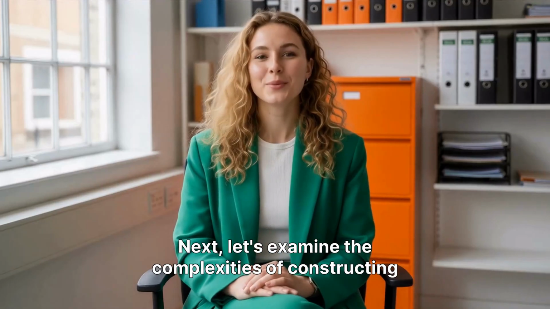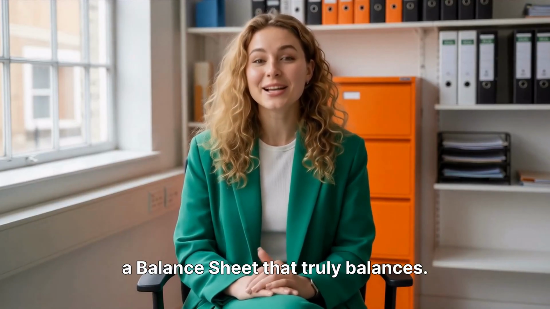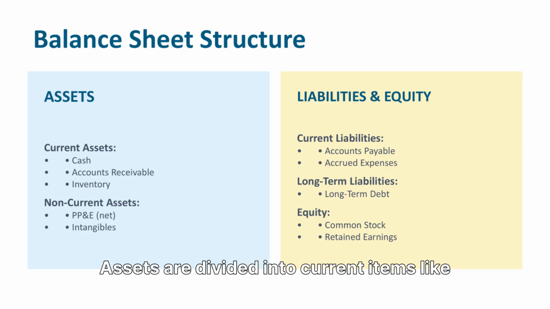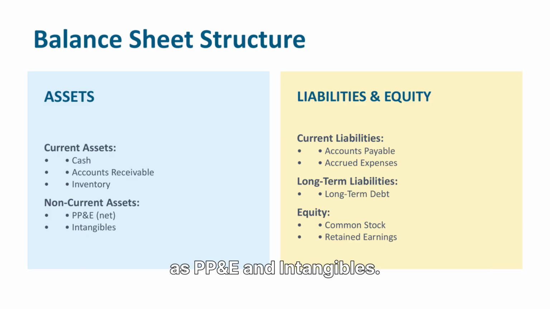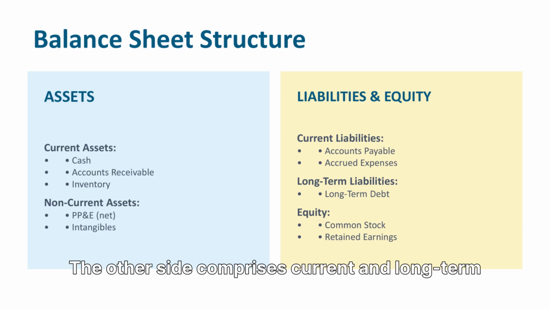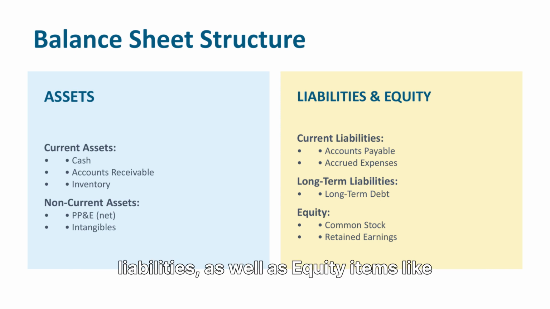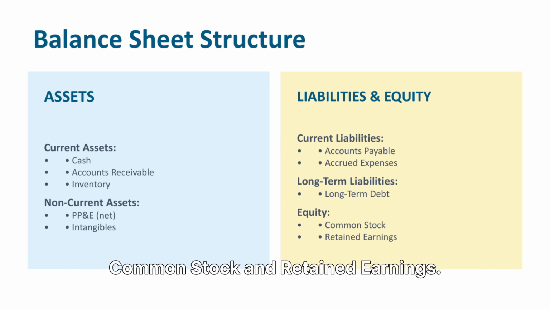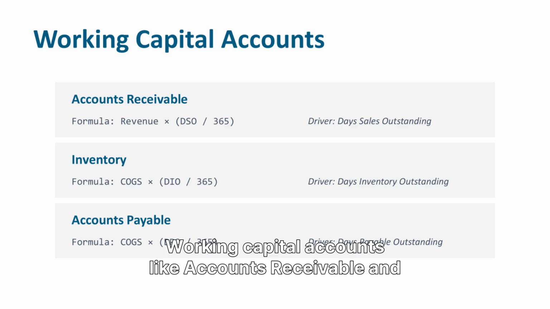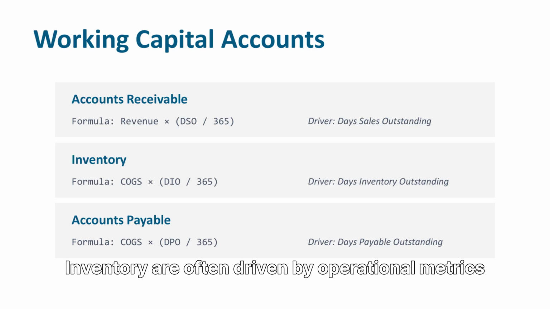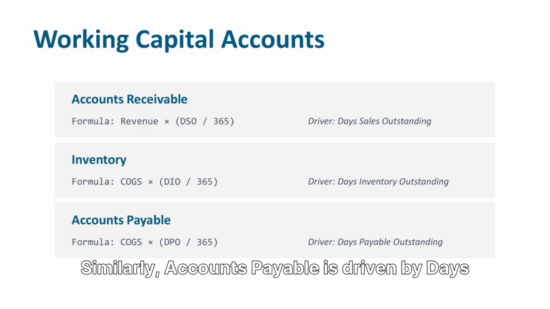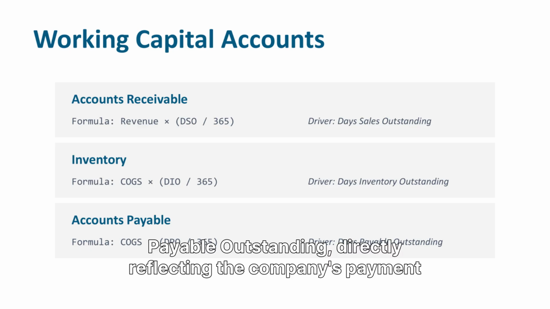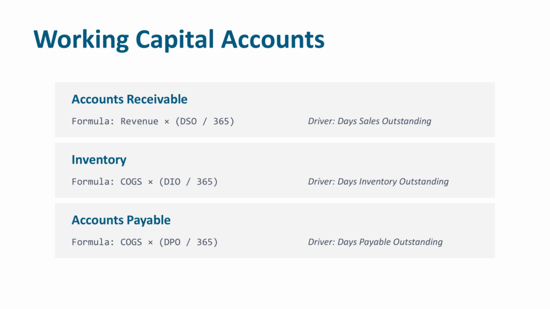Next, let's examine the complexities of constructing a balance sheet that truly balances. Assets are divided into current items like cash and inventory, and non-current assets such as PP&E and intangibles. The other side comprises current and long-term liabilities, as well as equity items like common stock and retained earnings. Working capital accounts like accounts receivable and inventory are often driven by operational metrics like days sales outstanding. Similarly, accounts payable is driven by days payable outstanding, directly reflecting the company's payment terms.